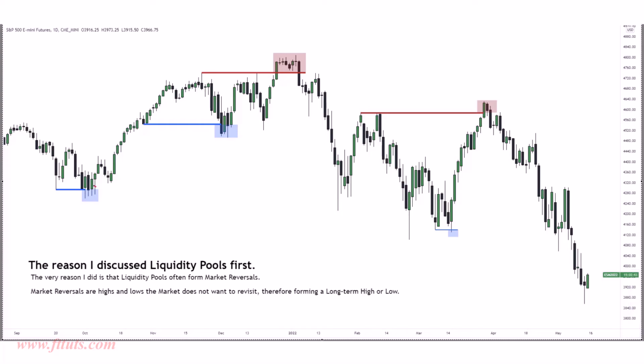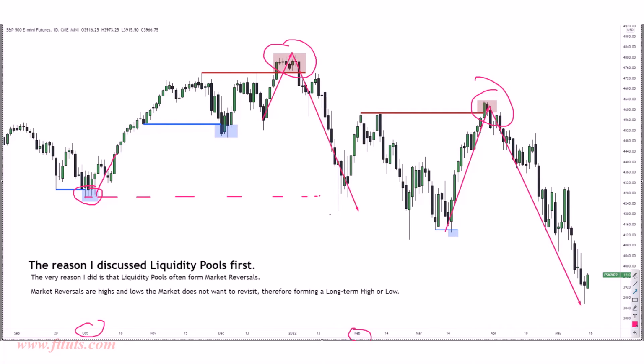So if we take a look at this, liquidity pools often form a long-term high or low, and it takes a while for this to get revisited here. Just look at the dates there. So liquidity pools often form long-term highs and long-term lows. Same thing here. Same thing here. And check how it goes from bullish to bearish. From bearish to bullish. It's a reversal. Reversing from bullish to bearish, from bearish to bullish.